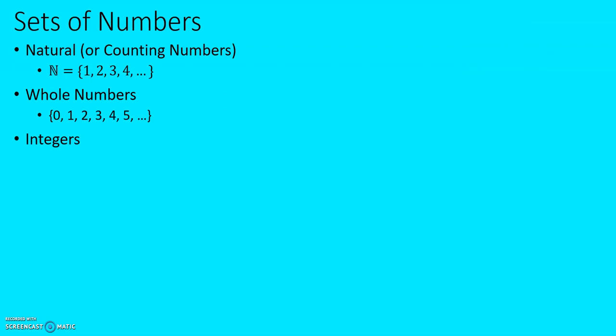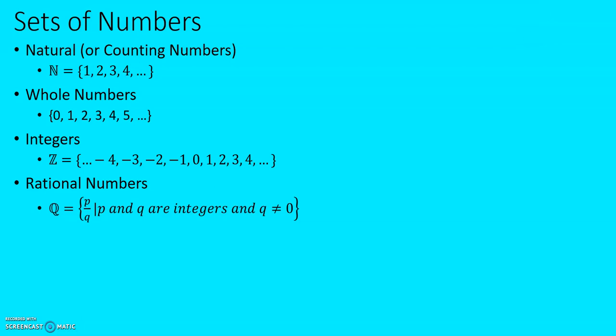Integers are the set of whole numbers and their opposites, so the negative whole numbers as well: ..., -4, -3, -2, -1, 0, 1, 2, 3, 4, ..., continuing to increase and continuing to decrease. Rational numbers are denoted by the letter Q, and it's the set of p divided by q, such that p and q are integers, and q does not equal 0. Rational numbers are often called fractions.